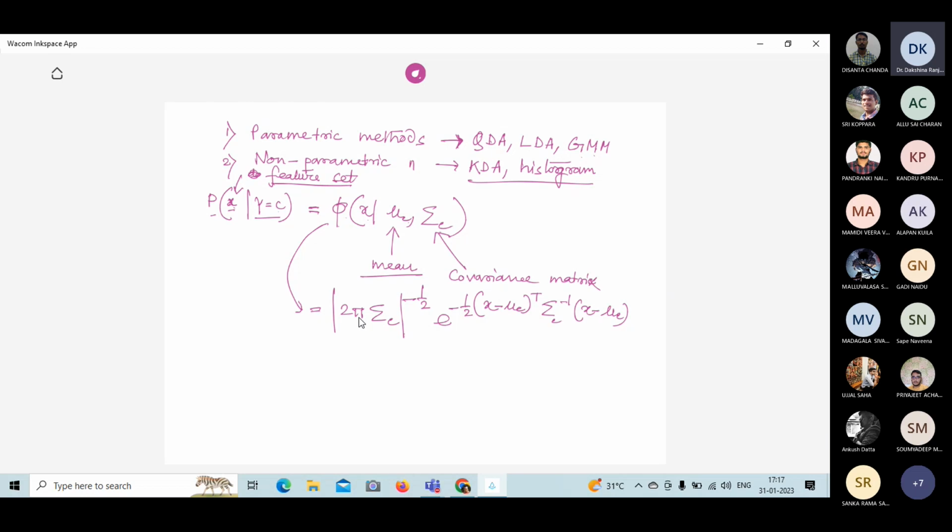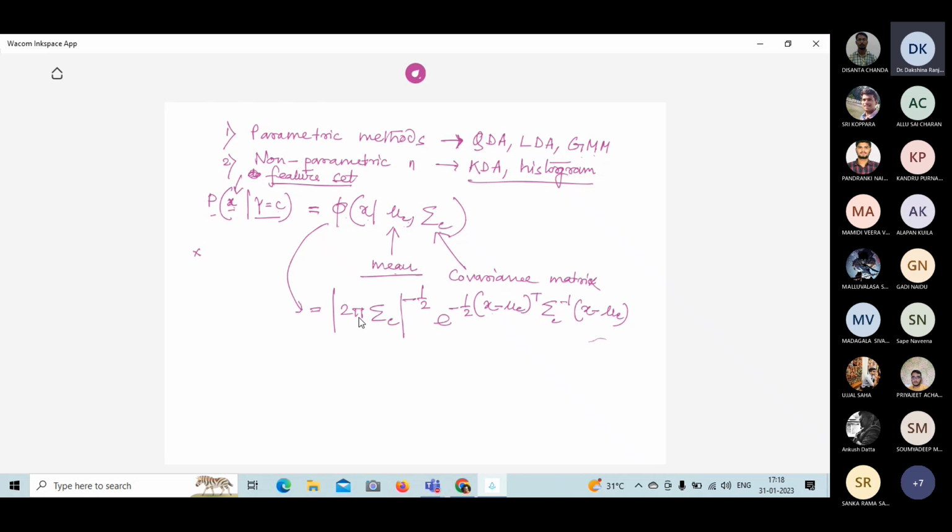Now if we consider x is a feature vector, then there will be a number of points, or if we consider the dimension is n, then there will be n number of points. For these n points, first we will determine the mean, then the covariance matrix, and further we will put this mean and covariance matrix into this Gaussian density equation. So this is the equation for the Gaussian density.